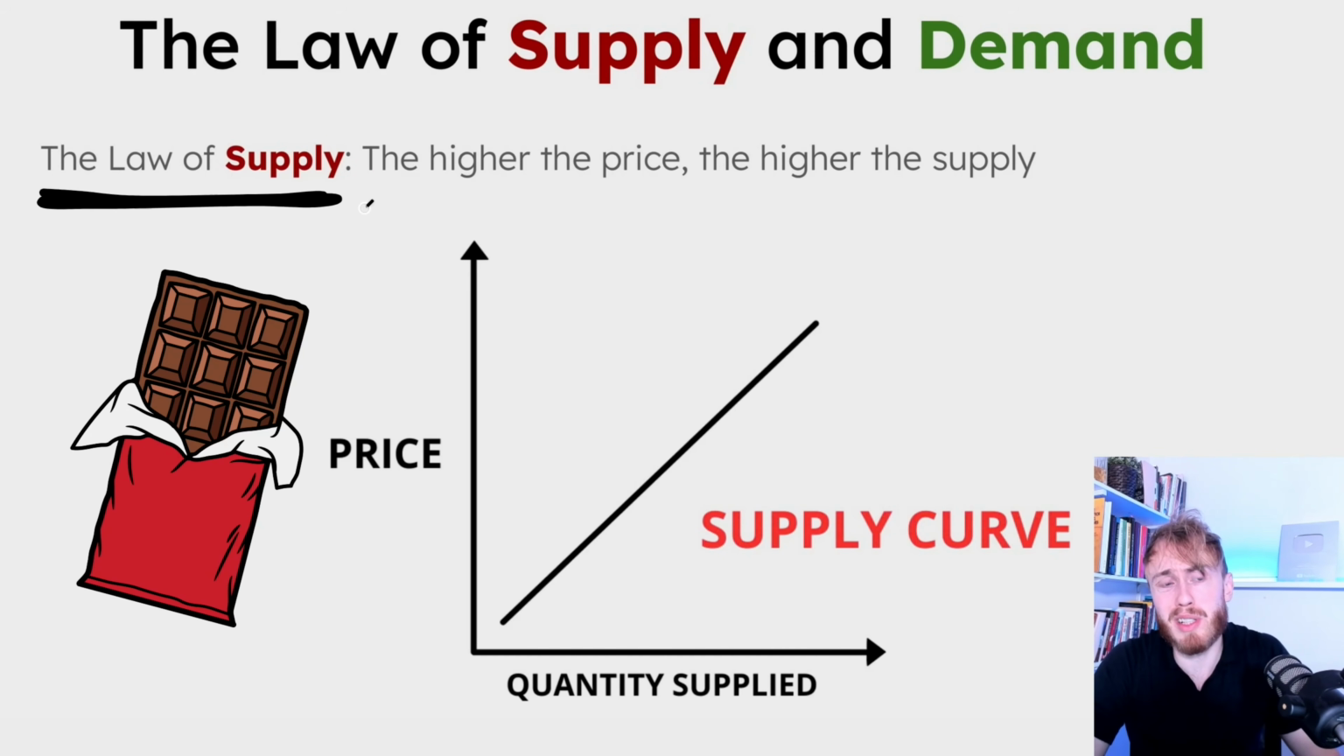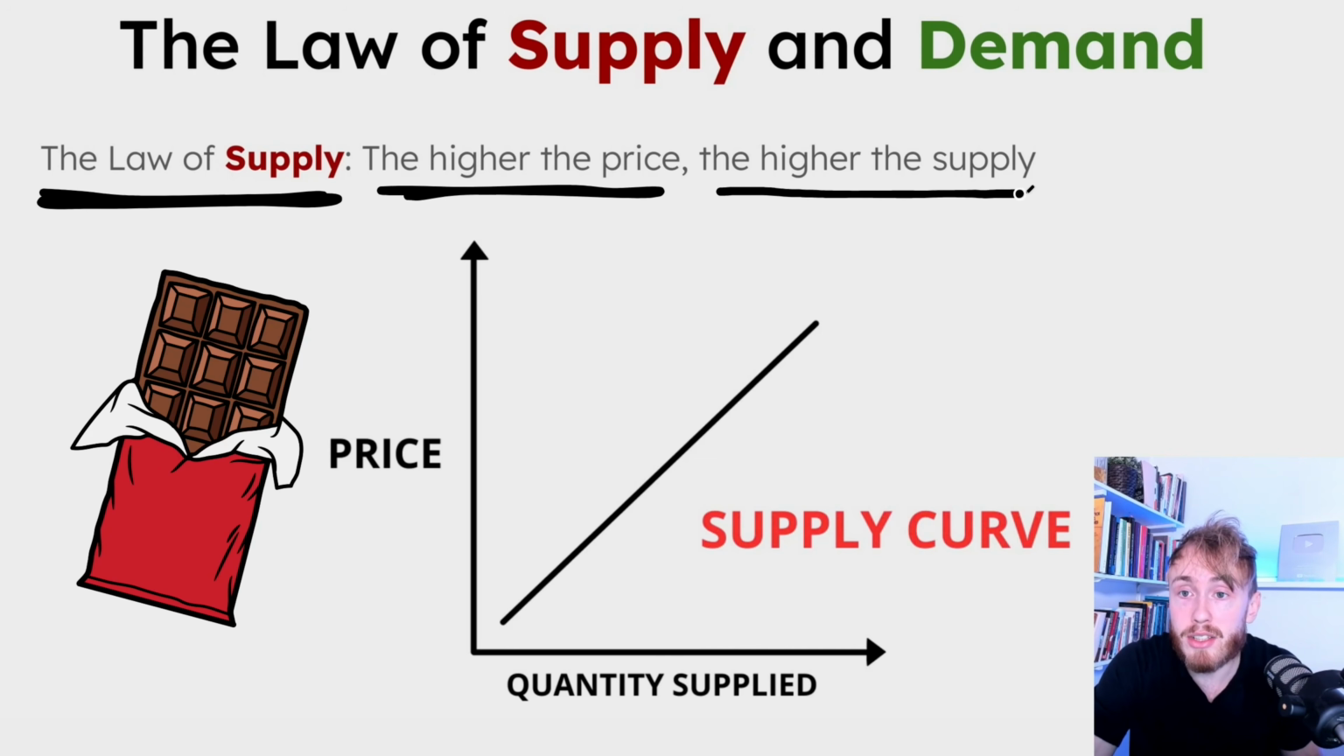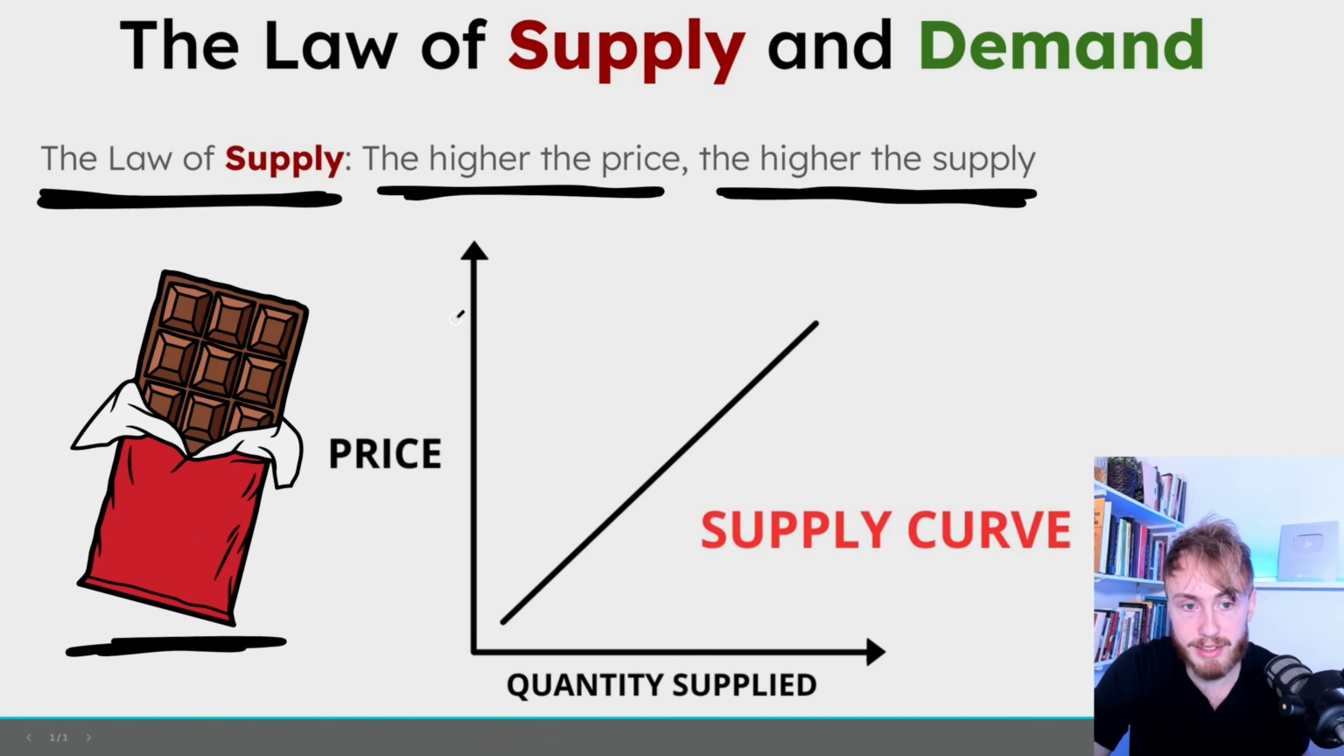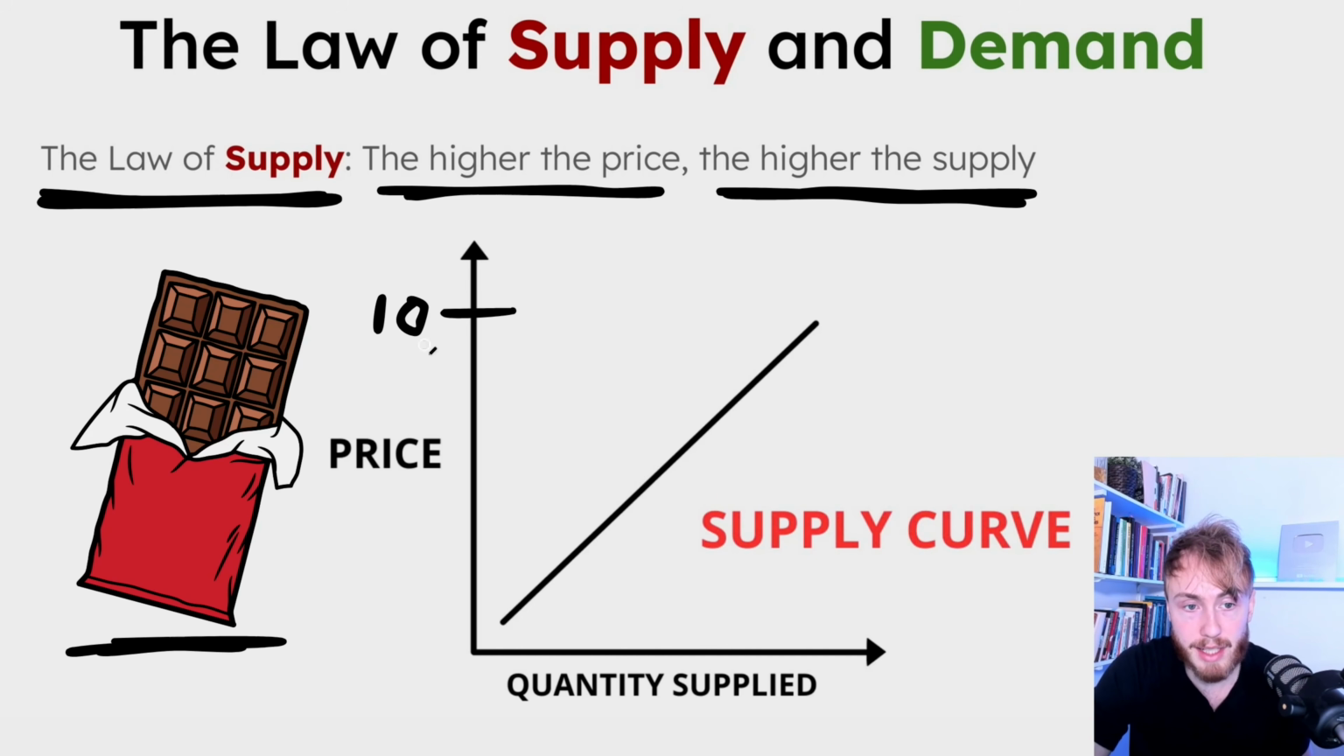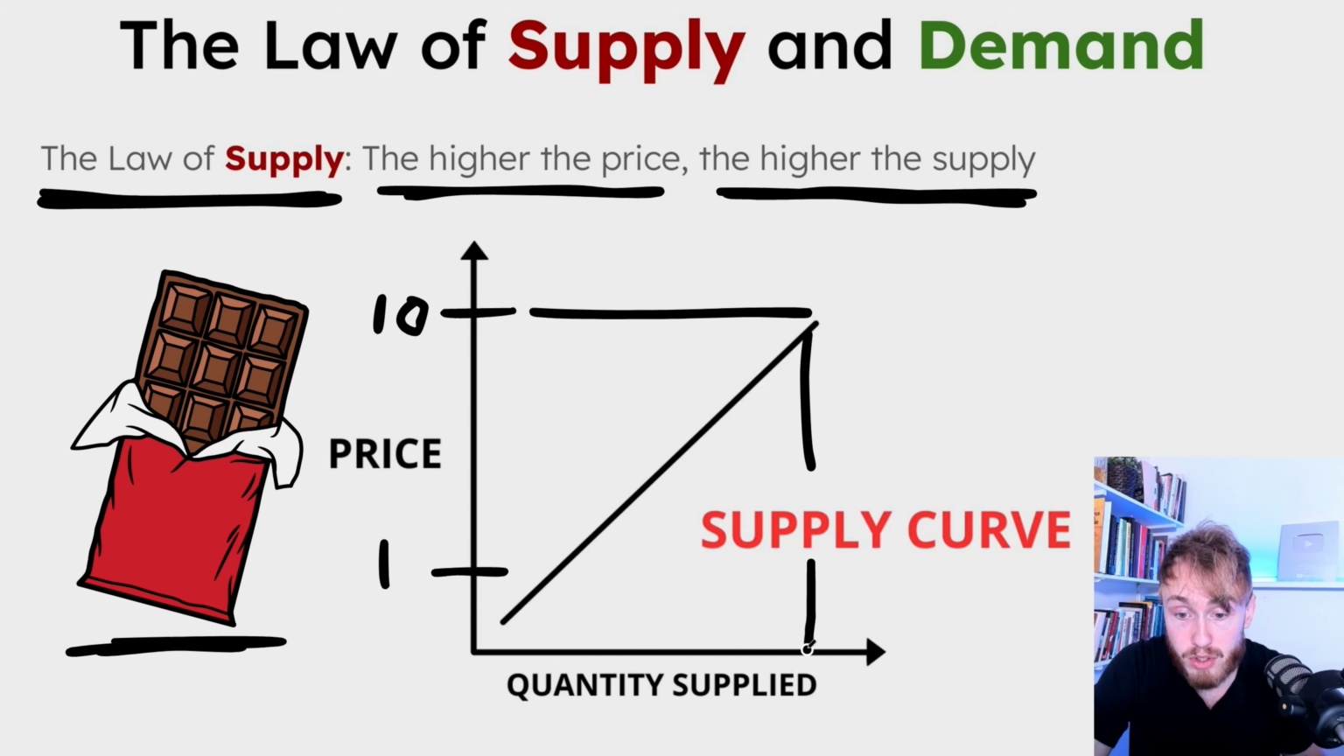Well, this is pretty much the same thing, but the opposite. The law of supply states that the higher the price, the higher the supply. And what we mean here is that the higher the price goes, the more people want to sell. So for example, if we once again think about our chocolate bar, let's think that the price up here is 10 and the price down here is 1. If a producer or a store can sell chocolate for $10, that means that very many people want to sell.